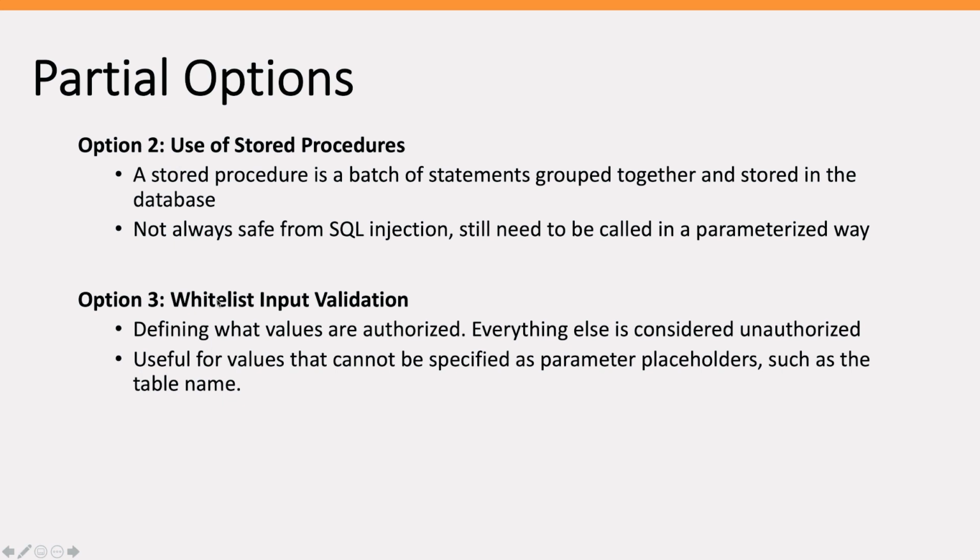That's option 2. Option number 3 is whitelist input validation. So define which values are authorized. Everything else is considered to be unauthorized. And we talked about parameters that can't be placeholders, like the table name and the column name. In this case, a whitelist input validation would be that you know exactly what the column name or the table name should be, for example users, and so you only accept the value users and nothing else. And this way you prevent the attacker from injecting other characters or other strings that could potentially interfere with your query.